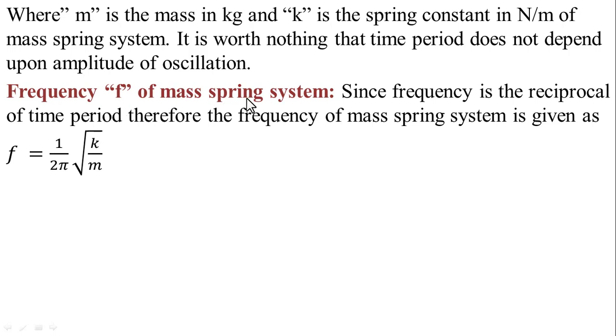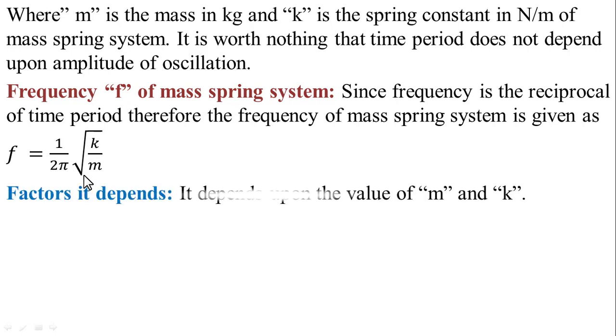So we can find the frequency of a mass spring system, since frequency is the reciprocal of the time period. Therefore the frequency of a mass spring system is given by f is equal to 1 over 2 pi times the square root of k over m. So the frequency depends upon the values of m and k, and the time period also depends upon the values of m and k.